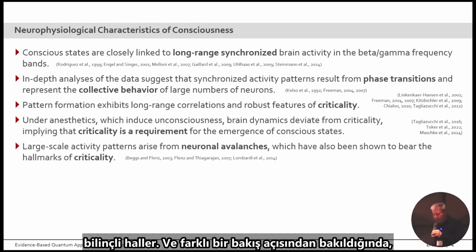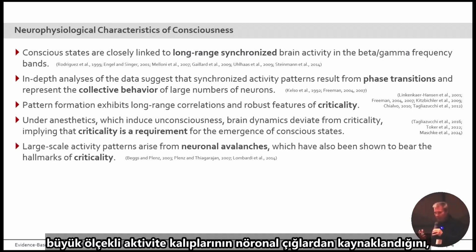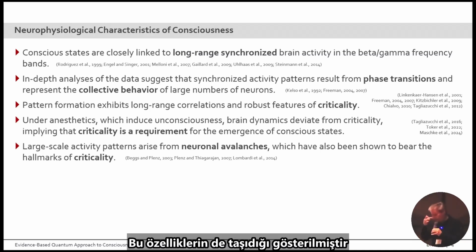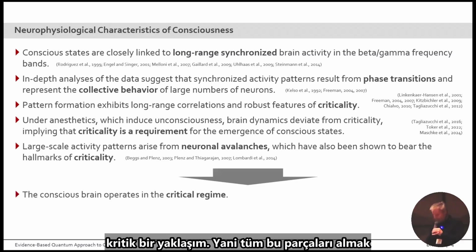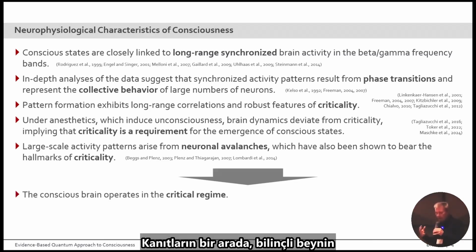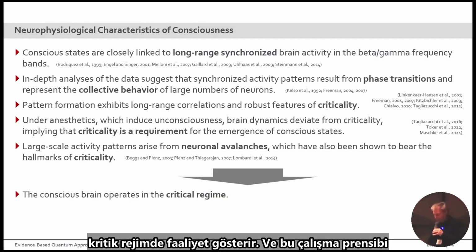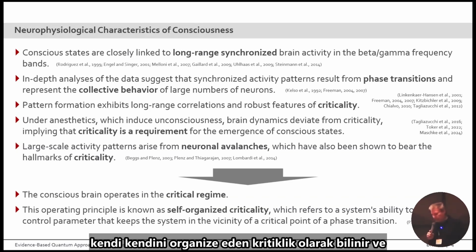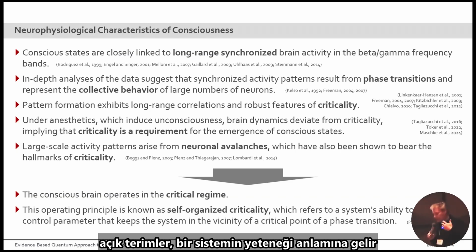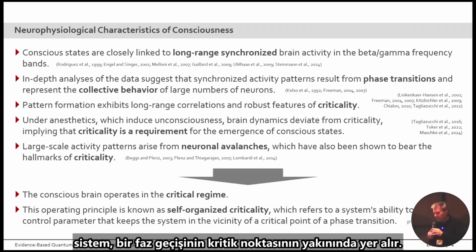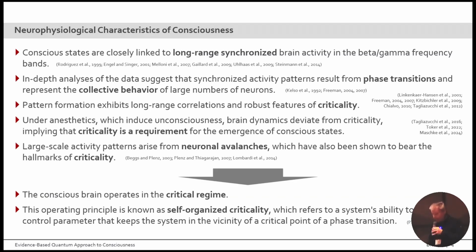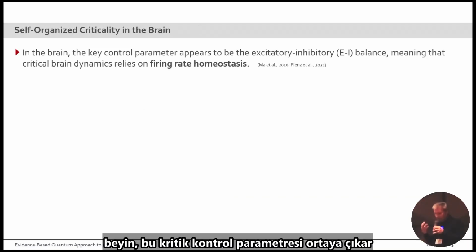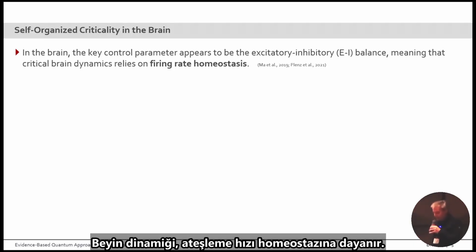And viewed from a different perspective, one finds that large-scale activity patterns arise from neuronal avalanches, which have also been shown to bear the hallmarks of criticality. So, taking all these pieces of evidence together suggests that the conscious brain operates in the critical regime, and this operating principle is known as self-organized criticality, which, in explicit terms, means a system's ability to adjust a control parameter that keeps the system in the vicinity of a critical point of a phase transition. And we know even more, namely, that in the brain this key control parameter appears to be the excitatory-inhibitory balance, meaning that critical brain dynamics relies on firing rate homeostasis.